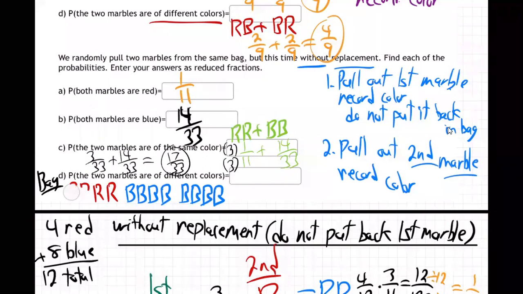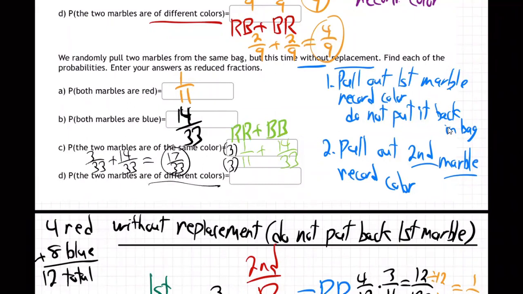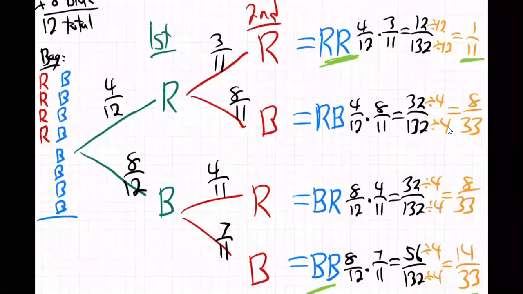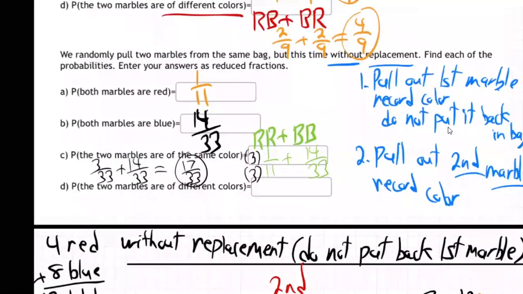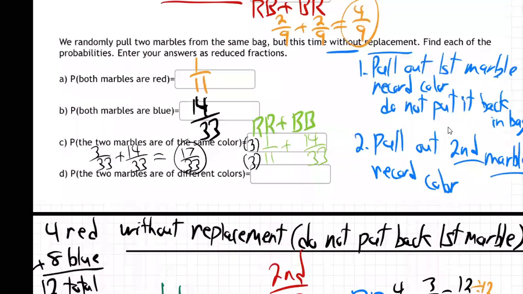Final question. Two marbles of different colors, right? Different colors. Where are those? That's red, blue, and blue, red. Different colors. Both 8/33. So red, blue plus blue, red, which is 8/33 plus 8/33, which is 16/33. Can't reduce that fraction. There we go. There's that answer.